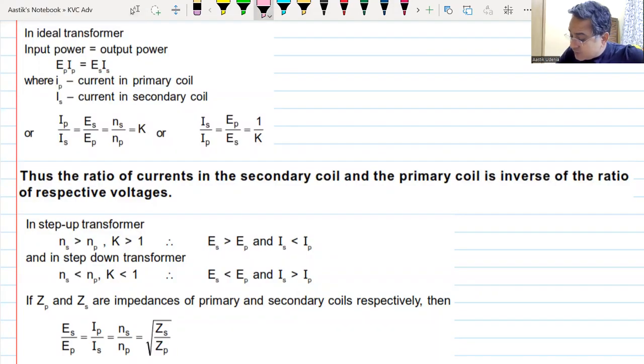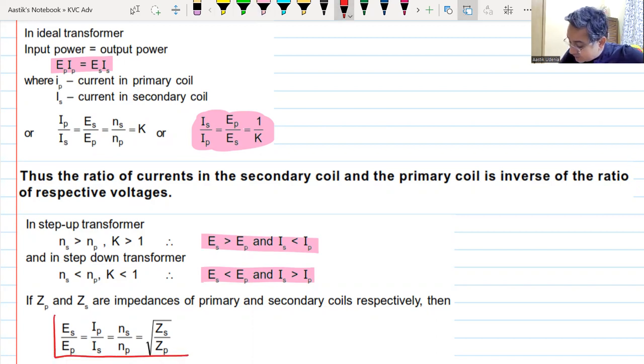For an ideal transformer, the input power and the output power are equal. So, secondary current divided by primary current becomes 1 by K. Everyone knows this. Step up transformer, secondary current will be less than the primary current. Step down transformer, secondary current will be more than the primary current. And if you find it in the ratio of their impedances, it will be proportional to the root of their ratio of impedances. I will give you a minute to note this down. Everyone knows it, just note it down fast.